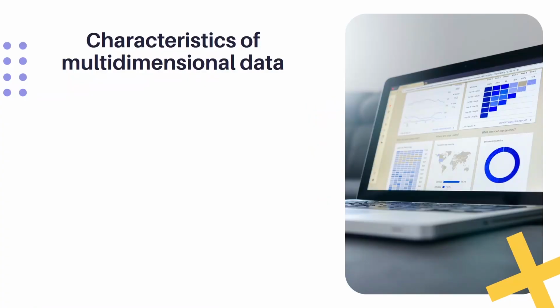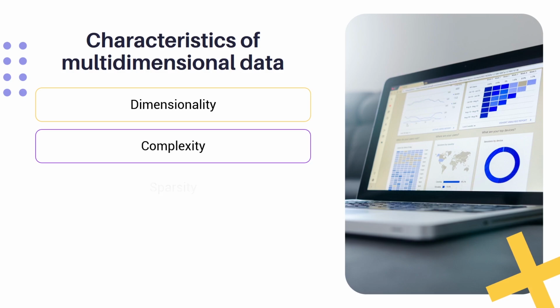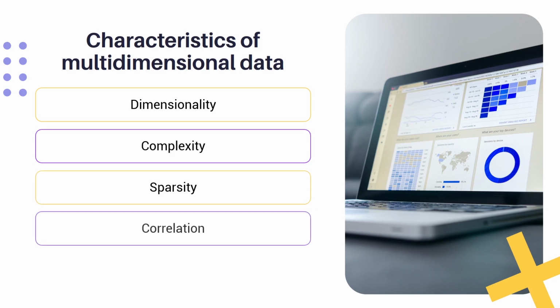Now, when it comes to multidimensional data, there are a couple of characteristics that one must take into account. The first is the most obvious, and that is the dimensionality of the data. One must also take into account the complexity of the data as well as the sparsity. With multidimensional data, there tends to be a high degree of correlation among the dataset. And lastly, one must also take into account the data quality.